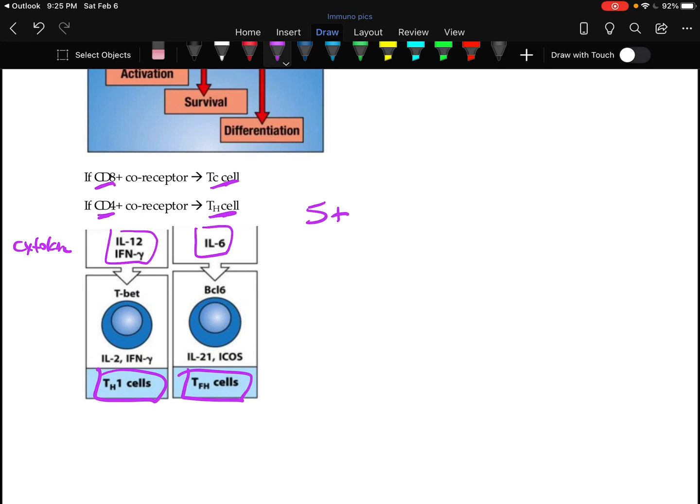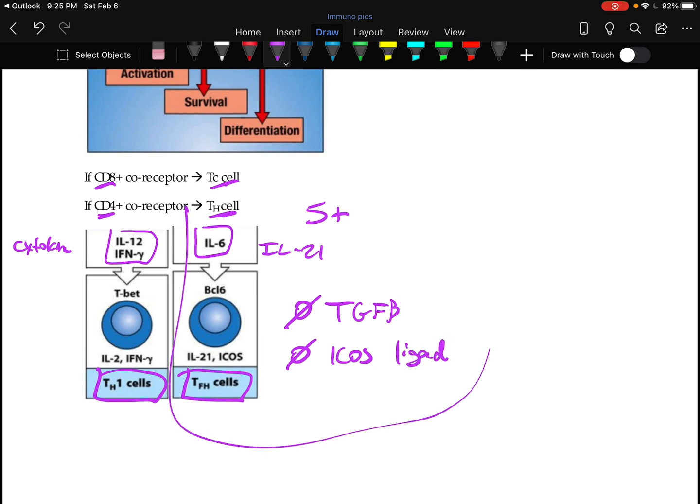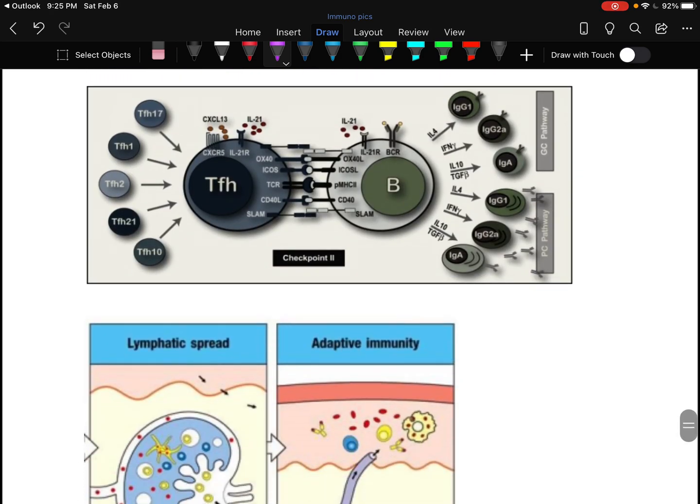Yes. So for the follicular helper T cells, we have interleukin 6, also interleukin 12, or 21, my apologies, can do this. And that has to be in conjunction with an absence of TGF beta and an absence of the ICOS ligand. So that's important too, to make the follicular helper T cell.